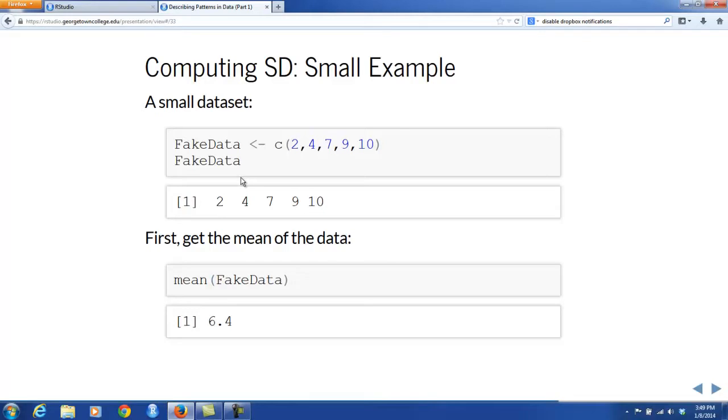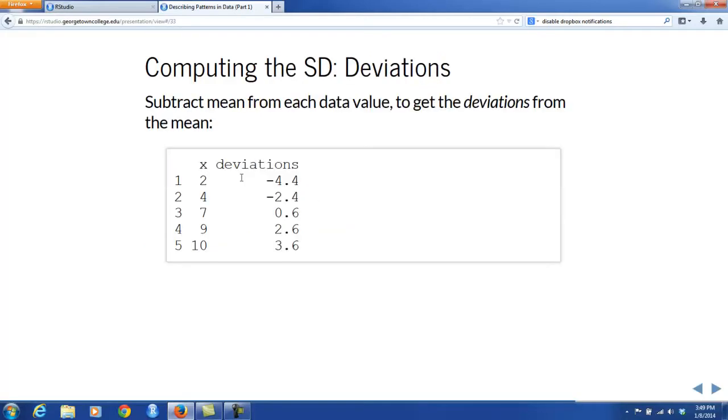Back to computing the standard deviation, it's good just once to run over a small example. So let's take fake data again. And let's take the mean of it, and yes, it was 6.4. And then let's subtract that 6.4 from each of the xi's, from each of the data values x. And you get some numbers that were below the mean, and so the deviations are negative. Sorry, here. These two are negative. And you get some numbers that were above the mean, and so they have positive deviations.